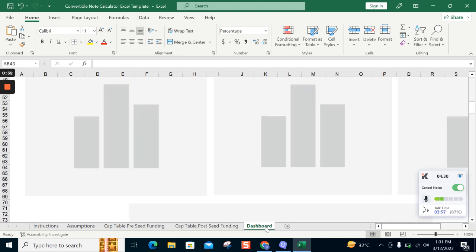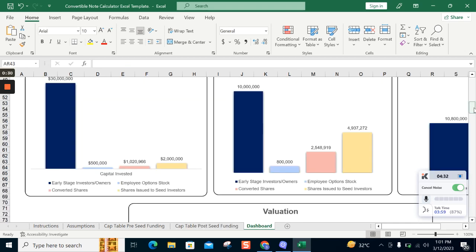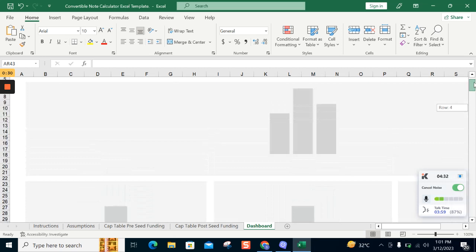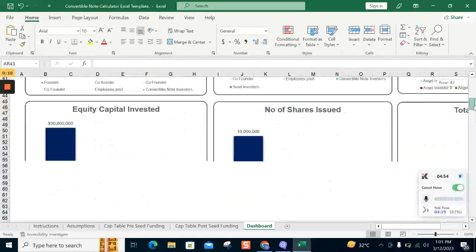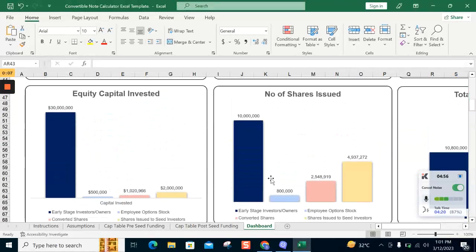And then the dashboard. The dashboard represents the cap table main heads, like the equity share distribution pre and post funding. Before the seed funding, the founders' ownership was 93% and post it became 54%, and the same with other shareholders. And the number of shares issued and the equity capital invested.